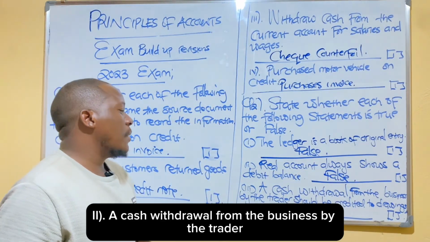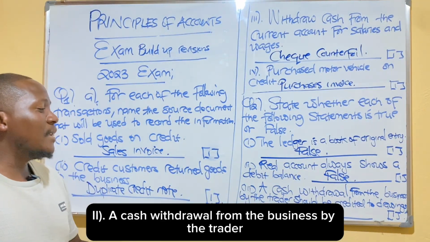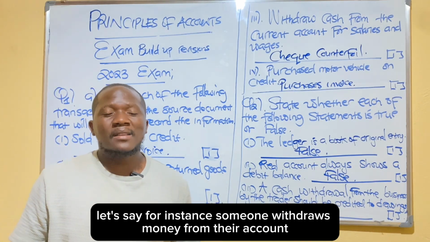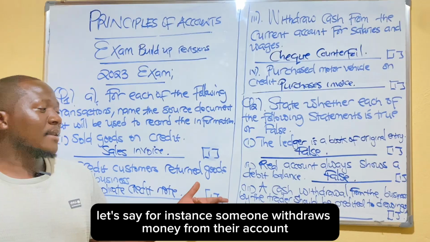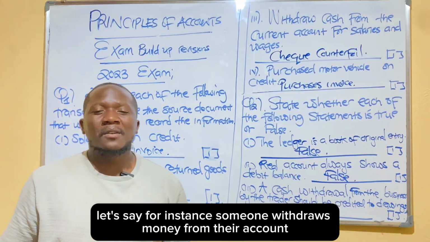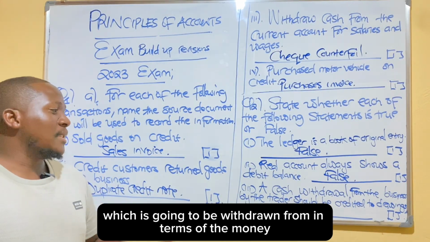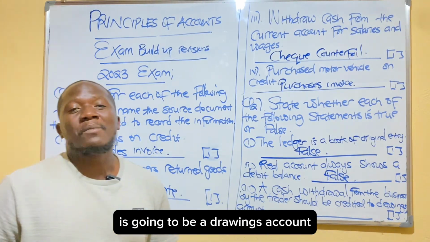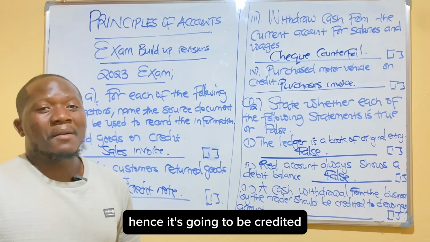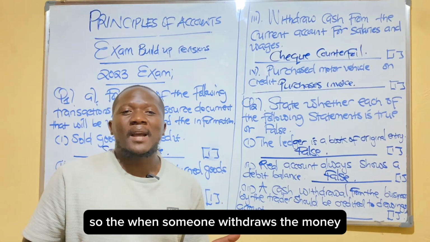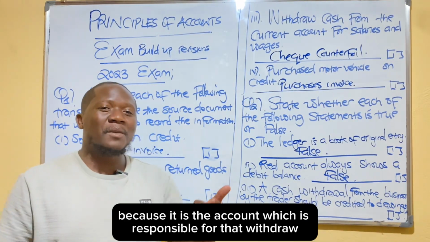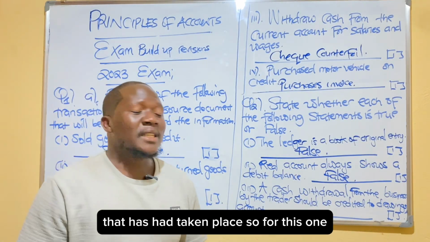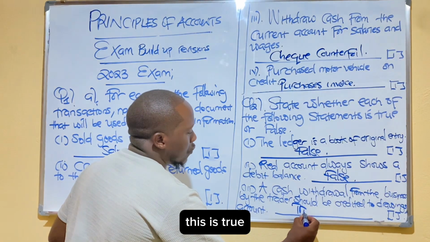So Roman numeral 3, a cash withdrawal from the business by the trader should be credited to drawings account. Let's say, for instance, someone withdraws money from their account. Of course, the account which is going to be withdrawn from in terms of the money is going to be a drawings account. Hence, it's going to be credited. When someone withdraws the money, the drawings account is going to be credited because it is the account which is responsible for that withdrawal that has taken place. So for this one, this is true.